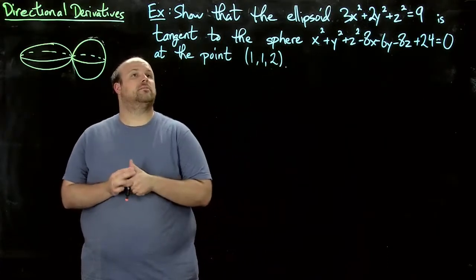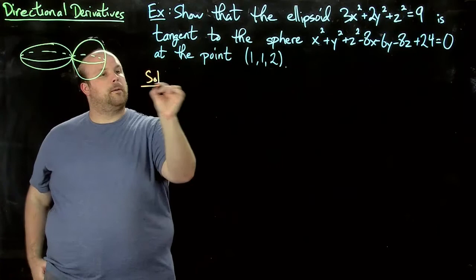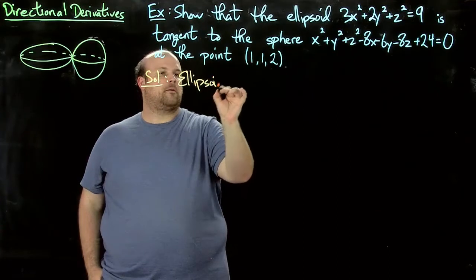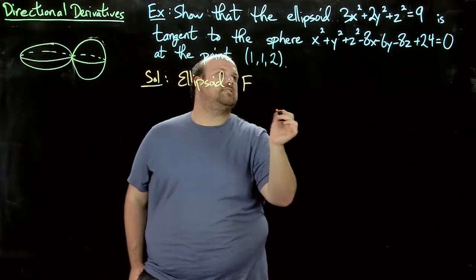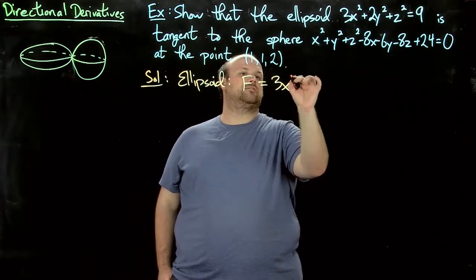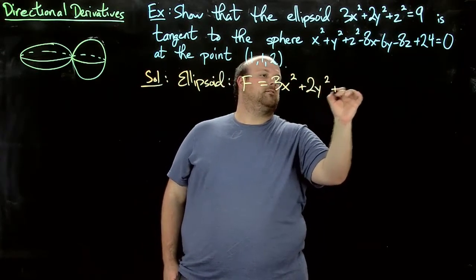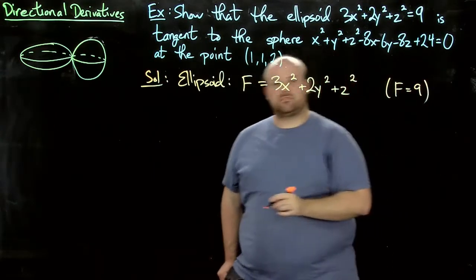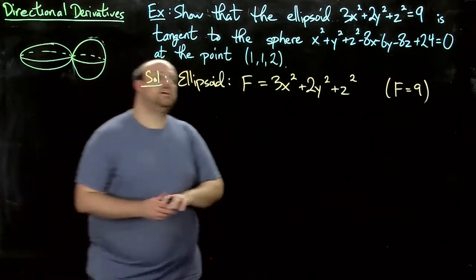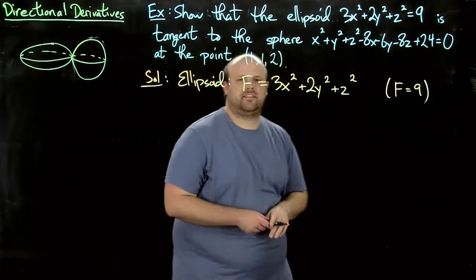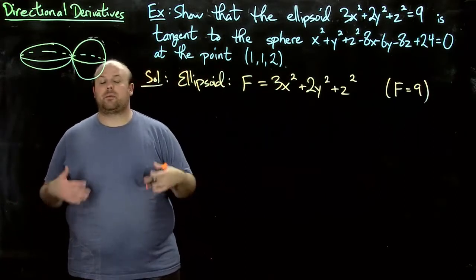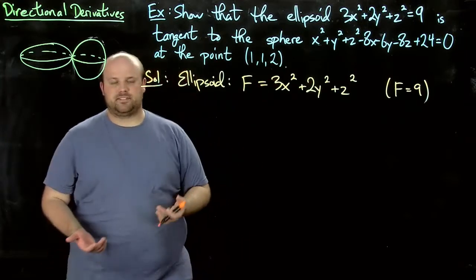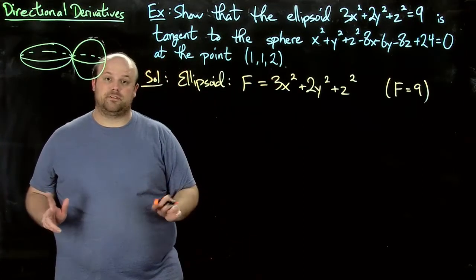Okay, so, solution. For the ellipsoid, we can think of this as a level set of the function f equals 3x squared plus 2y squared plus z squared. In particular, this is f equals 9. If the thing on the other side is just a constant, then we don't have to worry about it, because remember, a level surface is f equals a constant. So we don't have to move that over and set it equal to 0. You can, it would be perfectly acceptable though.